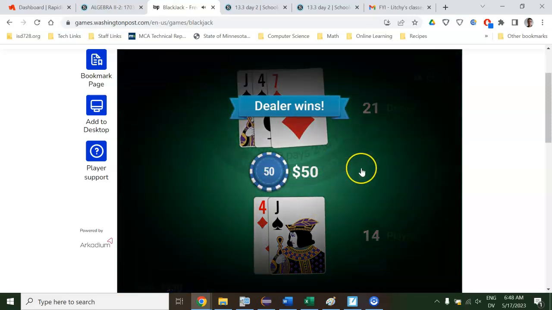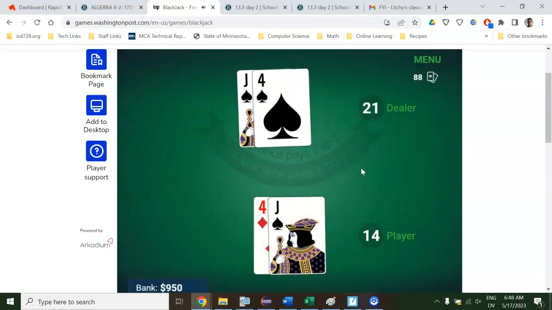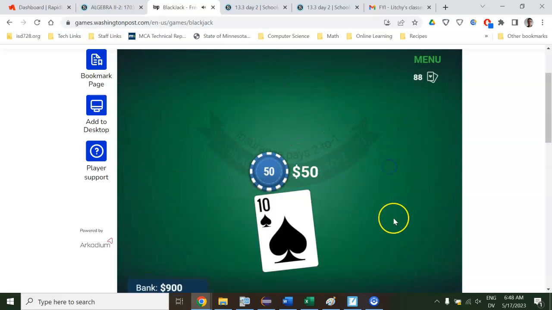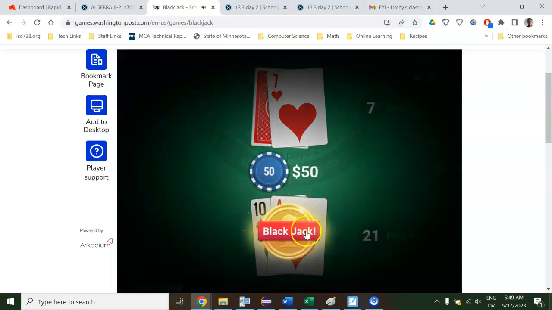Oh, and so they hit right, the 21. So they beat me again. So far I've lost $50 in my little deal here. So keep betting 50. Okay, so here's blackjack.